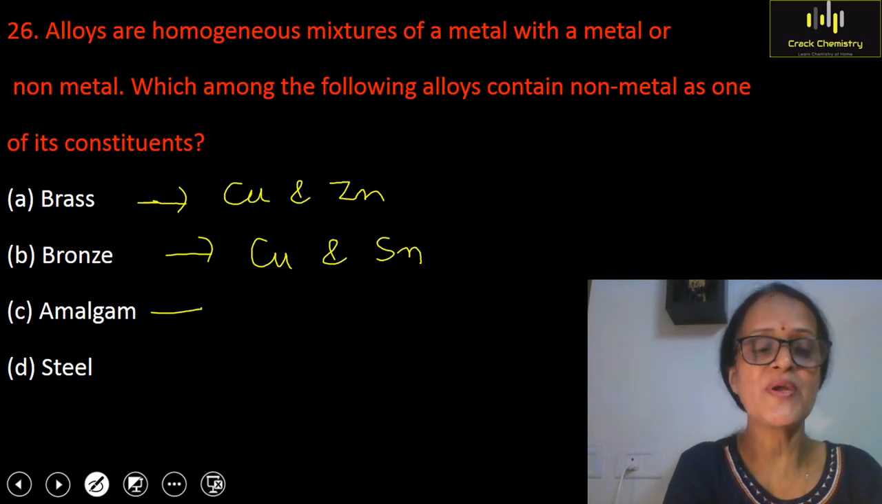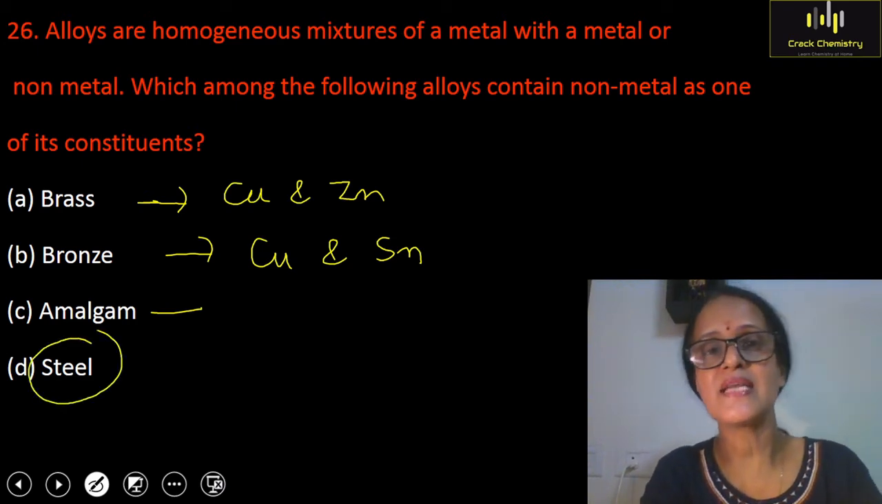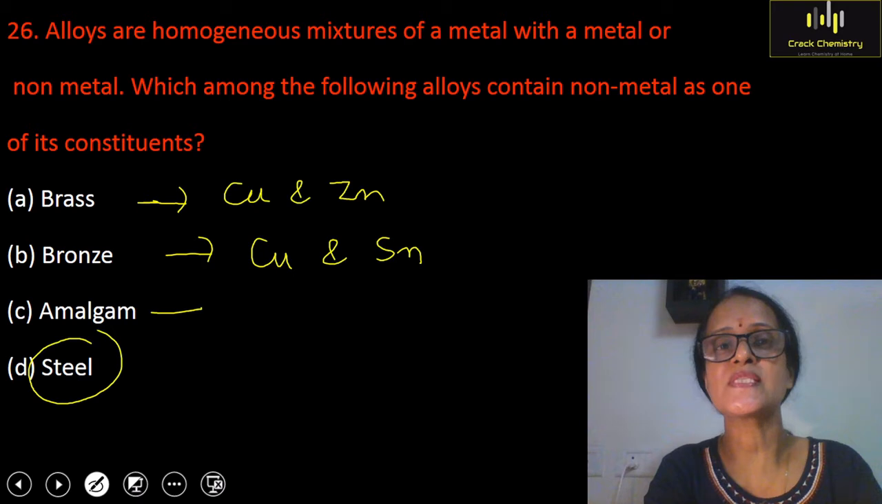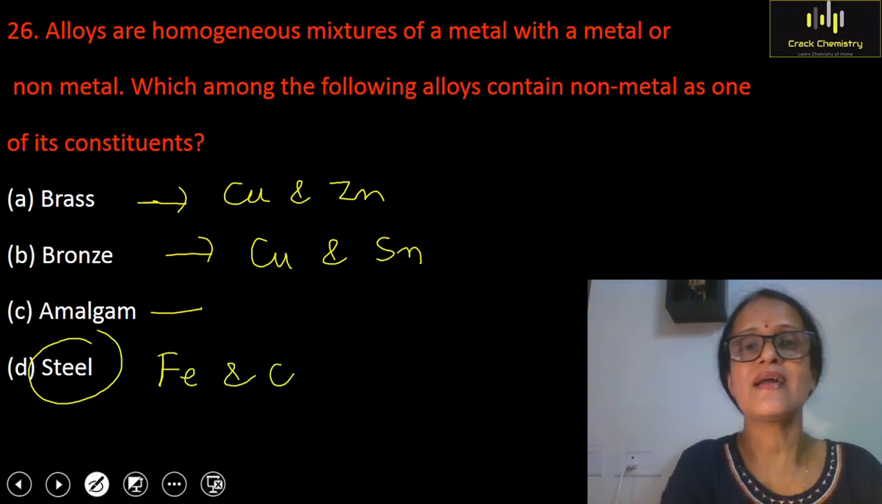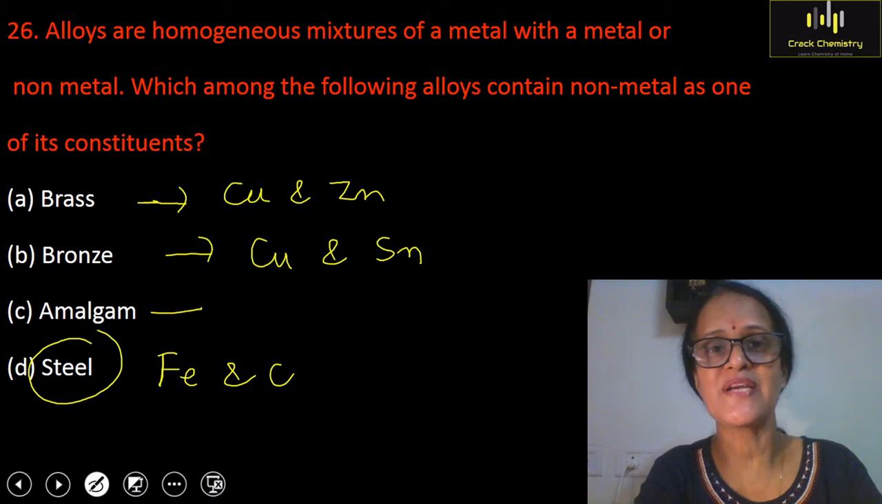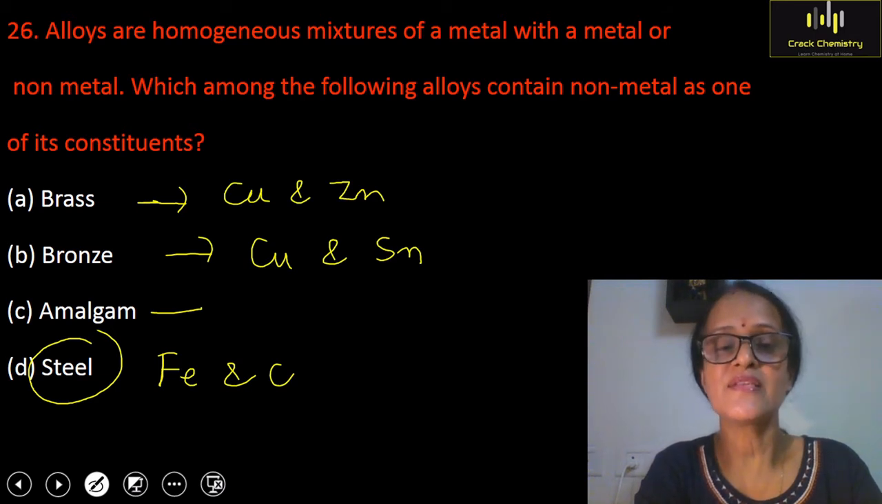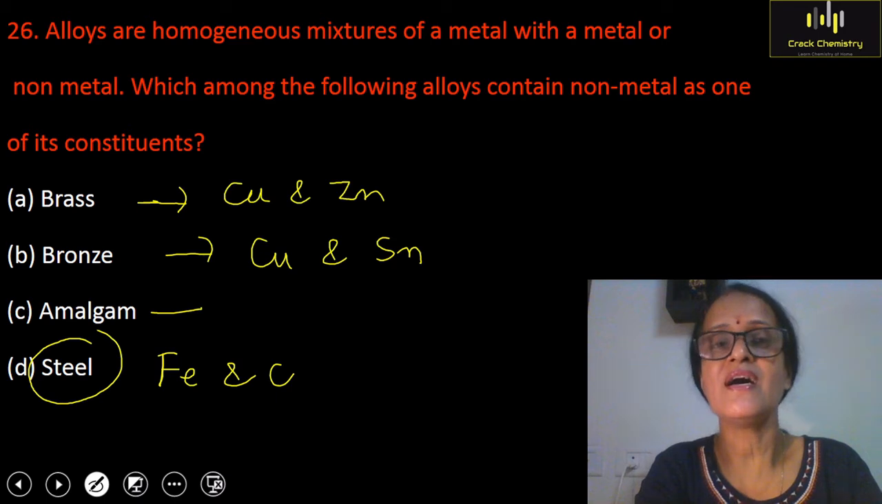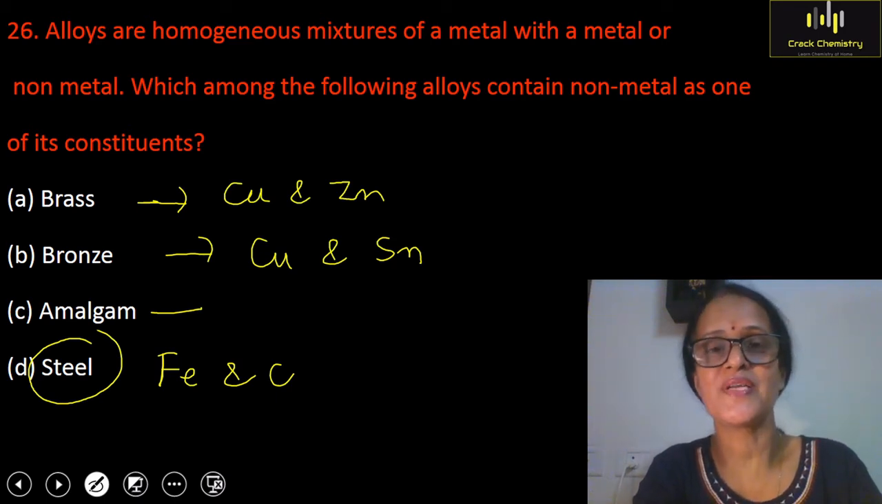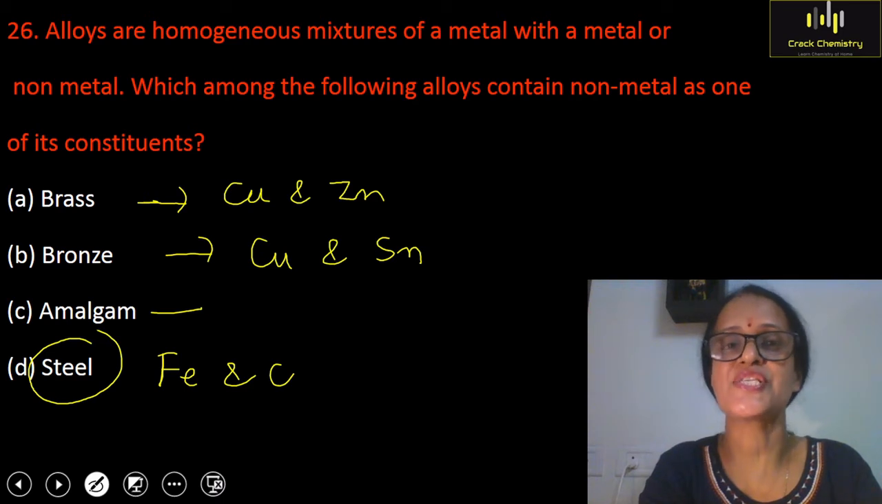So if we look at steel, we can see that the correct option is steel, because steel consists of iron and carbon. You know that iron is the most widely used metal, but pure iron is extremely soft and it stretches on heating. So when this is alloyed with carbon, it becomes hard. And when iron is mixed with nickel and chromium and carbon, then we get stainless steel.